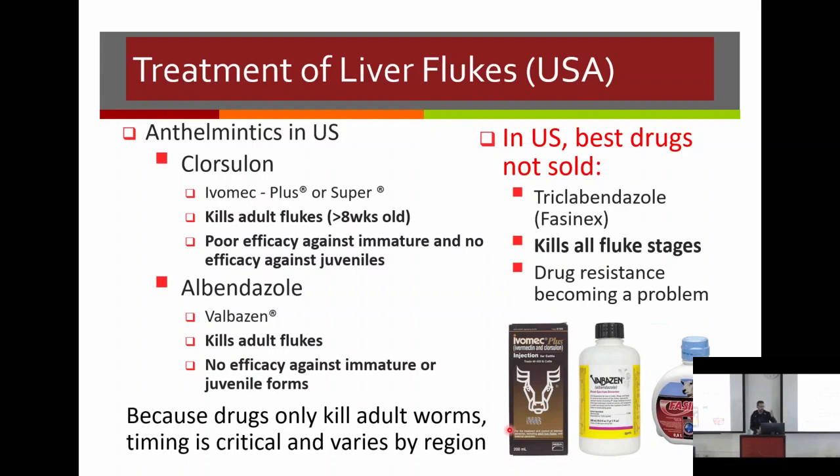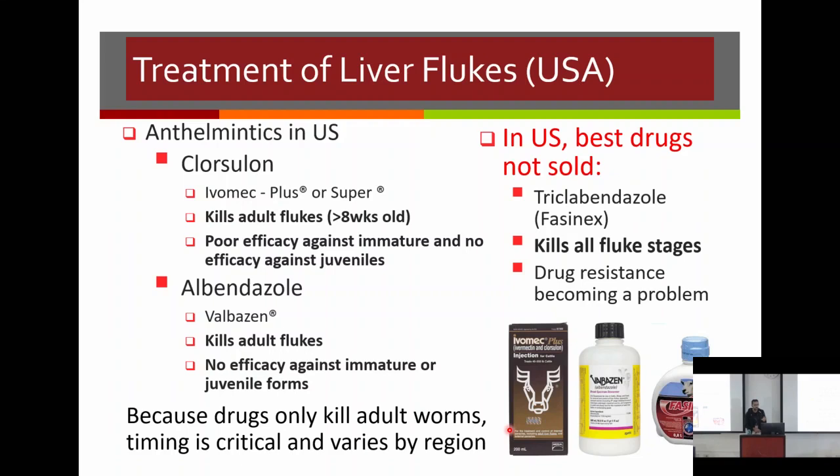Clorsulon kills the adult fluke. This drug has a very poor efficacy against the immature and also the juvenile stage of the fluke. Albendazole, on the other hand, also kills the adult fluke and has lower efficacy against immature and juvenile forms. So it means that in the USA, if you want to treat the fasciolosis infection, you have this choice.